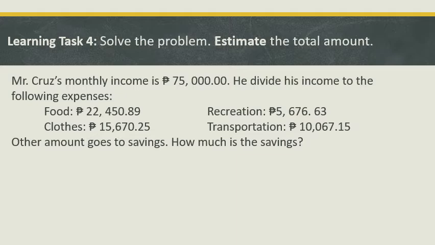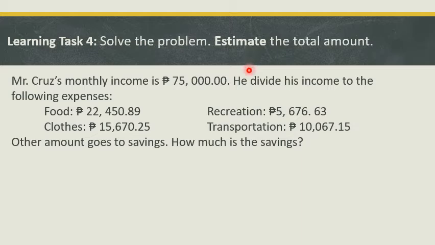Okay, for learning task 4, we will solve the problem. So, we will estimate. So, estimate, round up ulit, the total amount. So, Mr. Cruz's monthly income is 75,000 pesos. He divided his income to the following expenses. So, yung 75 na yon, hinati-hati niya sa kanyang mga pinagagastusan. So, ang pinakamalaki dito is yung food. Then, we have the clothes, the recreation, the transportation. And yung matitira dun sa 75,000 niya ay mapupunta sa savings. Ang tanong ngayon is how much is the savings?